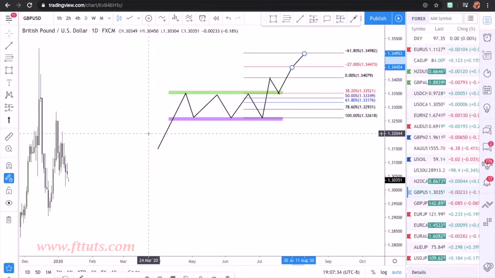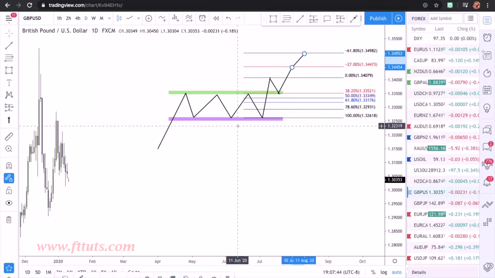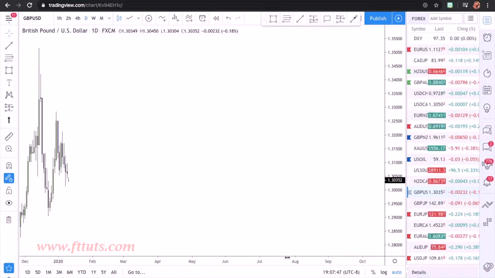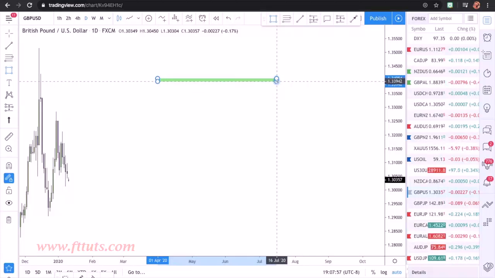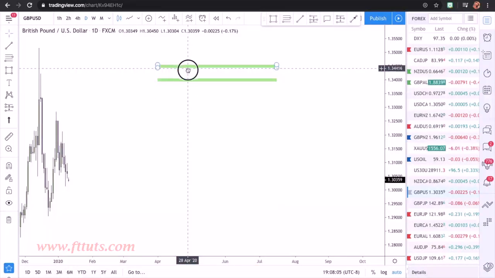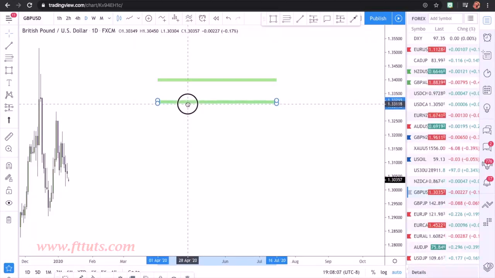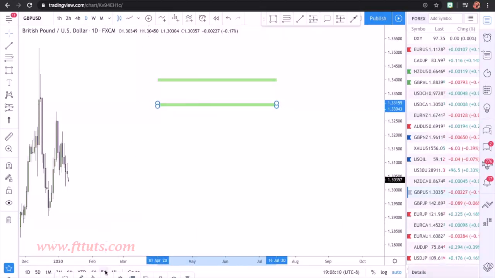So what we want to do in this example is draw resistance and support, wait for a breakout of consolidation and a retest, add Fibonacci, watch for our entry, and choose our targets. Okay, so it's pretty simple. Like, you guys just have to keep practicing and you'll understand this eventually. So let's do another example. So we have resistance, and we have support.